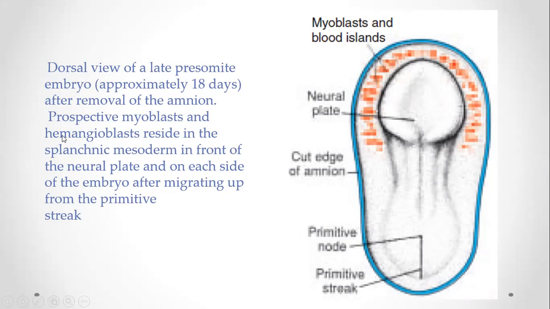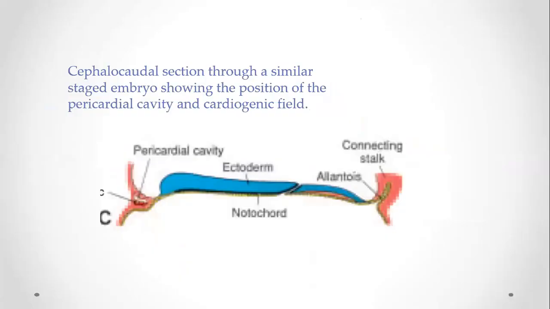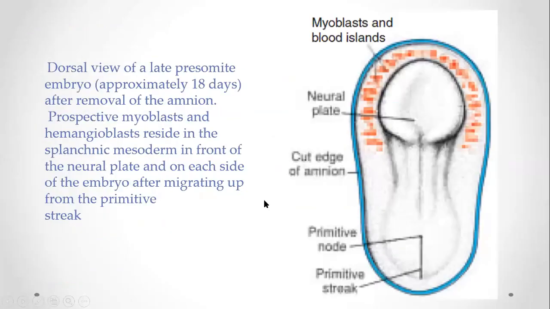Okay, after removal of the amnion. The amnion is on the top and the yolk sac will be below, as you know, and the embryo will be developing. And if you remember, this is how it looks like. Below will be the amnion, and below will be the yolk sac, and here will be the embryo. So this is the same picture shown here at the 18th day.